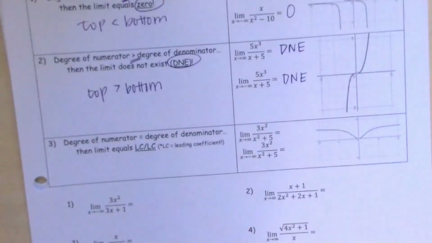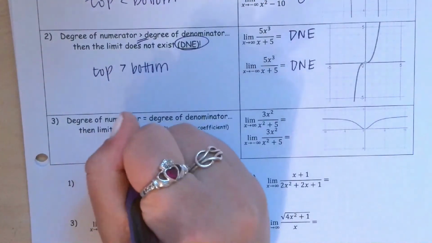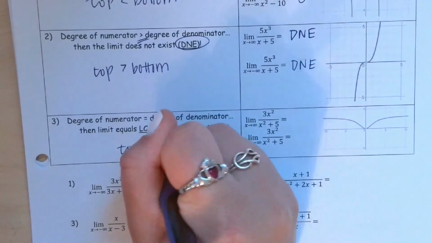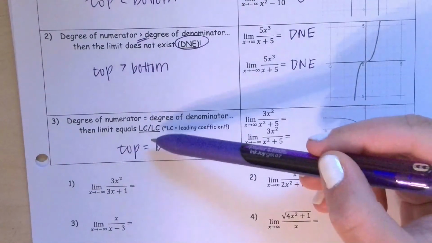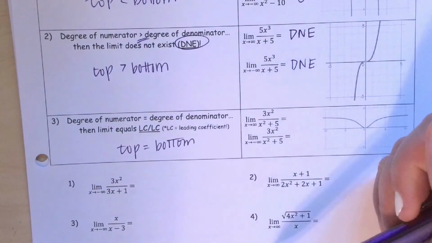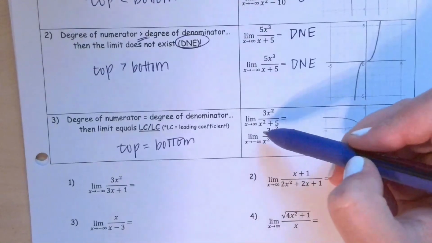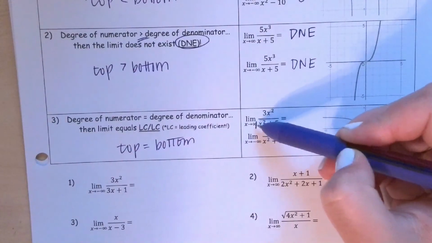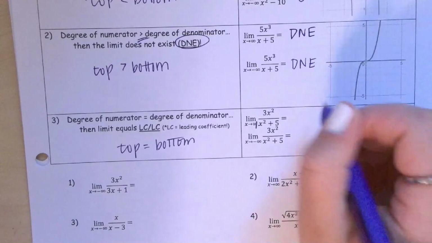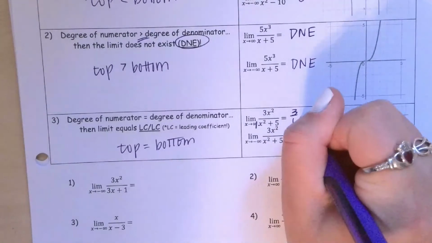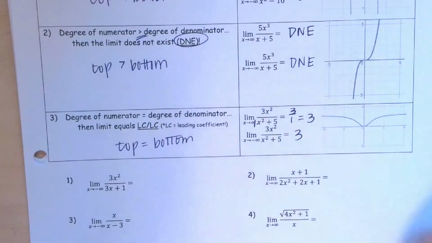So our last rule is for when our degrees are equal. If the top equals the bottom, then we need to do leading coefficient divided by leading coefficient. So this one, right in front of this x squared, there's actually a little 1. Whenever you don't see it, there's a 1 in front. So they're both x squareds, so our limit is going to be 3 over 1, which is just equal to 3. Same thing down here, our limit's going to equal 3.